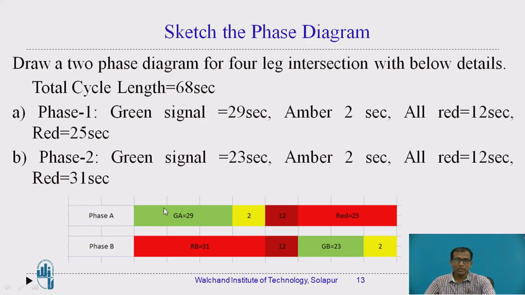Once the green is given for one leg, the other leg should get the red. You cannot operate the green for both legs. One leg should get green and another leg should get red. So in this condition, 31 seconds is the red time, followed by all red of 12 seconds, and a green period of 23 and 2 seconds of amber period. This is the phasing diagram for this cycle length of 68 seconds.